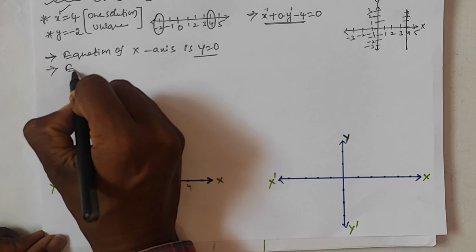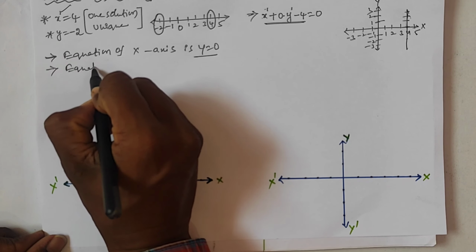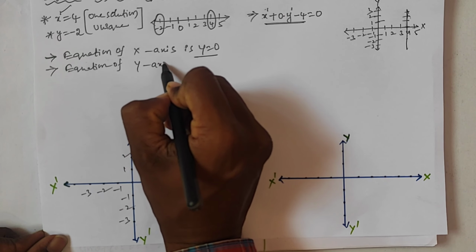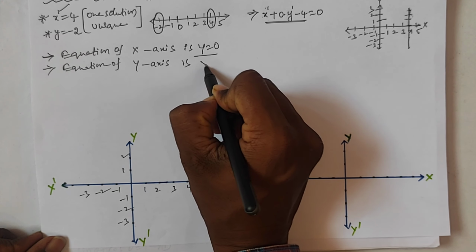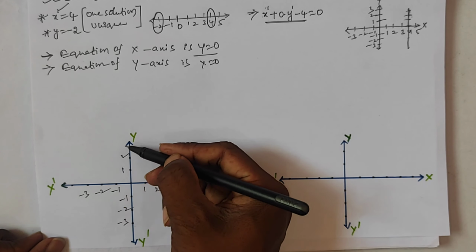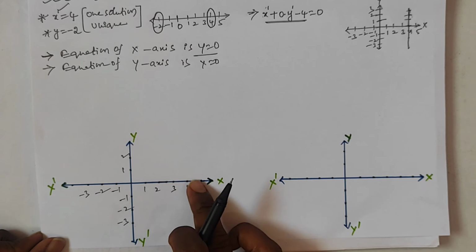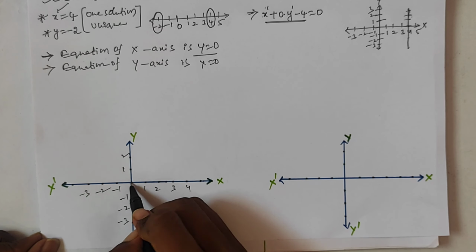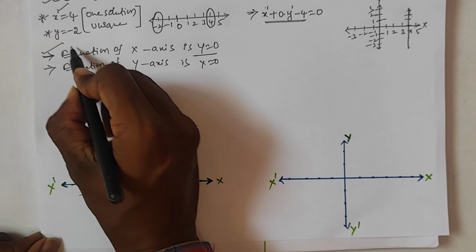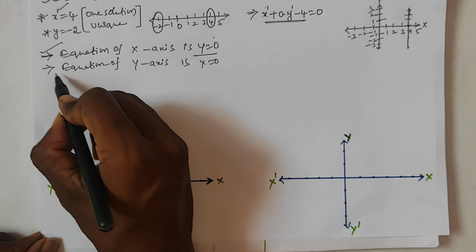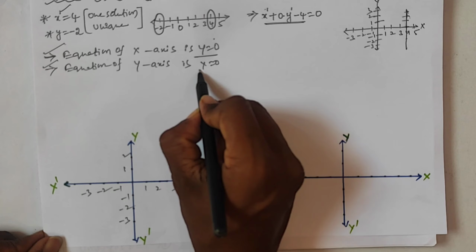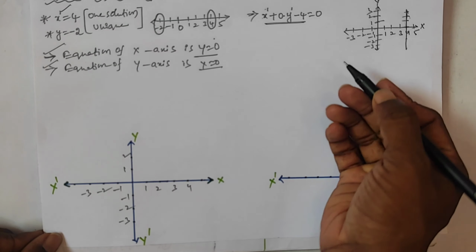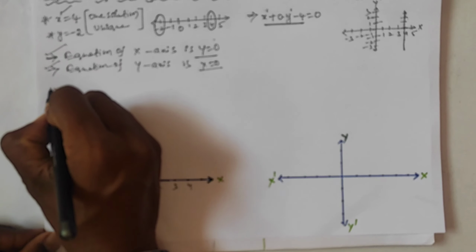Now, the equation of the y-axis. The equation of the y-axis is x equals 0. On the y-axis, you won't get any value of x except 0, which is nothing but the origin. So the equation of the x-axis is y equals 0 and the equation of the y-axis is x equals 0. Clear? Now if you draw a parallel line, how will you represent it?